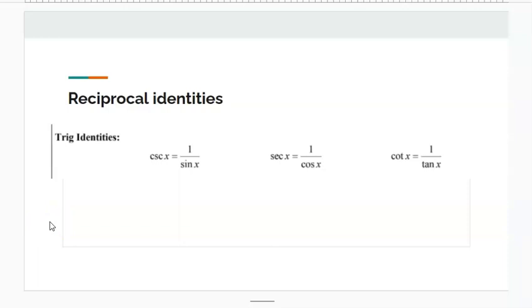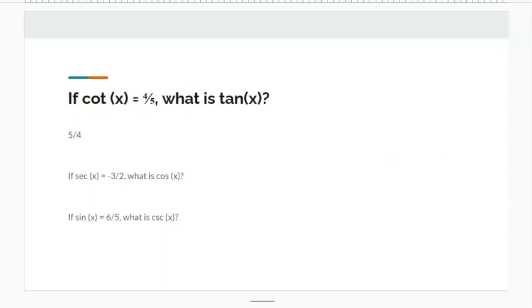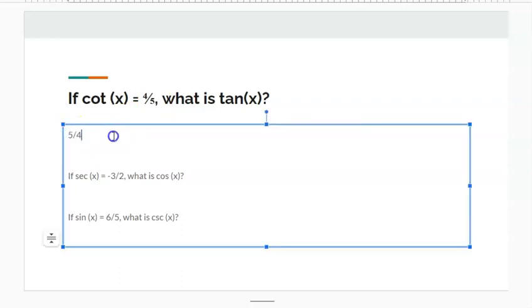Okay. So the first type of question has to do with the reciprocal identities. And so here they are. Cosecant is the reciprocal of sine, secant is the reciprocal of cosine, and cotangent is the reciprocal of tangent. So an example of a question like that is, let's say it says if cotangent x is 4/5, what is tan x? Well, cotangent and tangent are reciprocals, so the answer would be the reciprocal of 4/5, and that's 5/4.